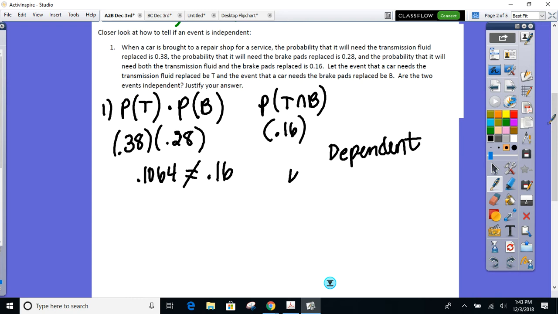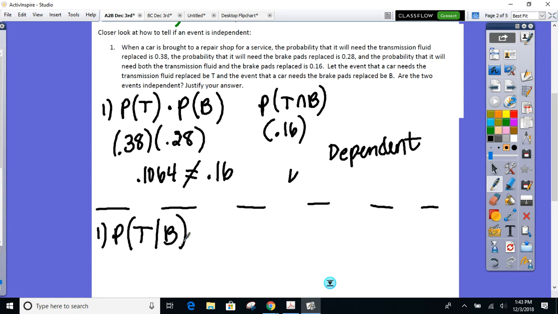Second way we could have tested, and remember, we're going to do both ways of testing it so you can decide on which one you want. Second way, stay on that same problem. We could say the probability of transmission fluid given you have brake pads should be the same as the probability, look up above. What should this probability be the same as if they're independent? Transmission given brake pad should be the same as probability of transmission.